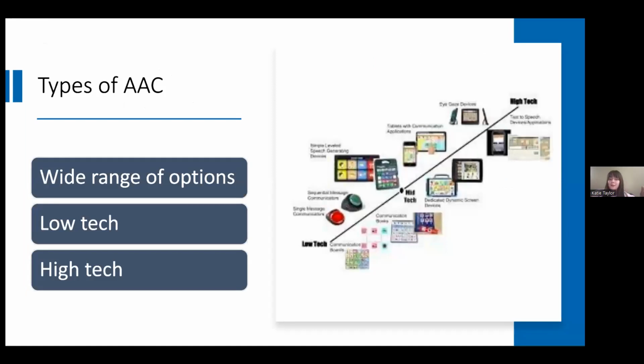So, say you have a patient that Alana just named. You don't stop there. We've got a wide range of AAC device options, ranging from low tech all the way through high tech. And each patient is going to be different. So, today we're going to talk about a low tech option, which would be a communication board, as well as a high tech option of computerized AAC.